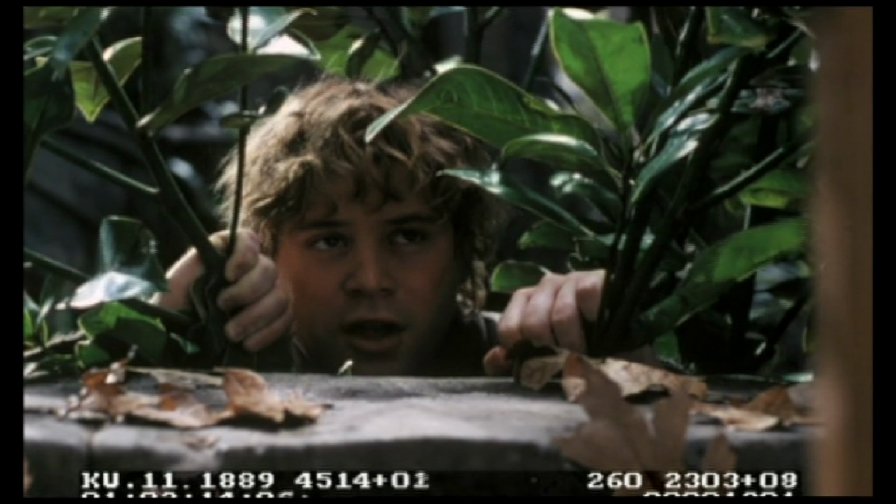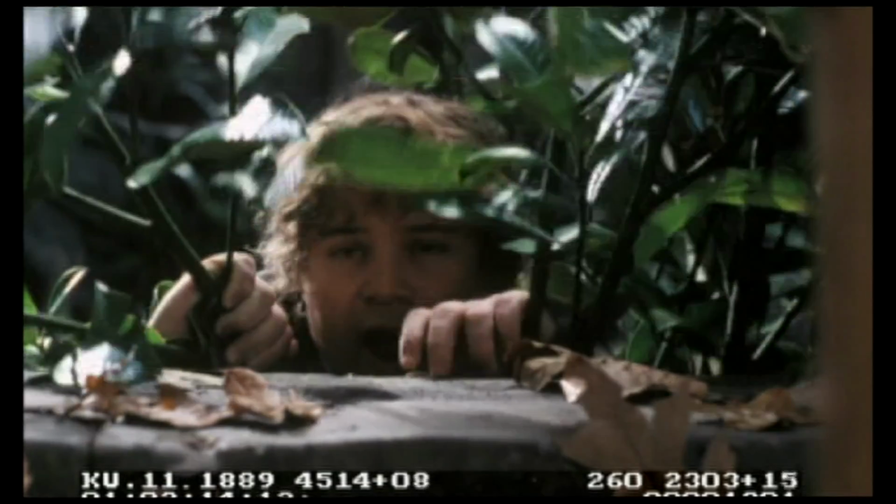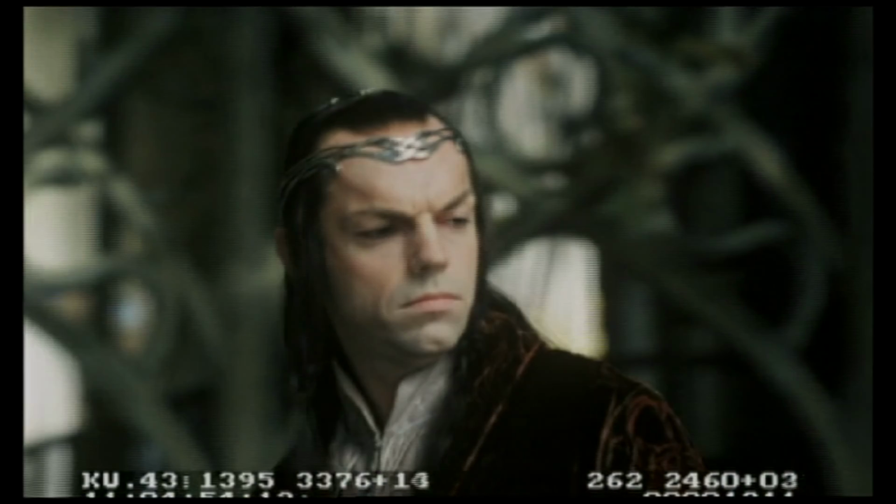With Elrond tracing him off screen, it then helps that Frodo then introduces him in the next shot. Knowing that Sam is hiding, we then get an introduction of where he is when Elrond looks at him.